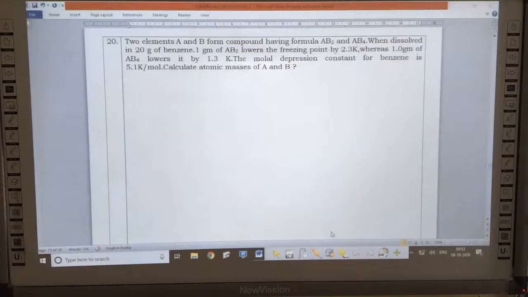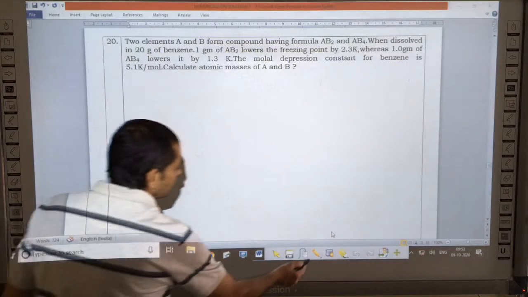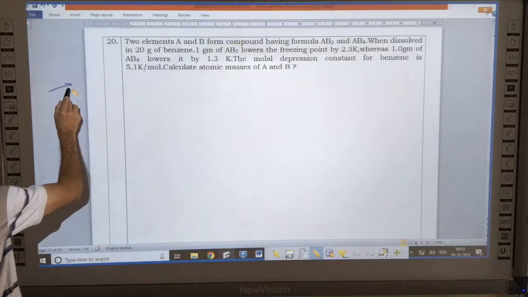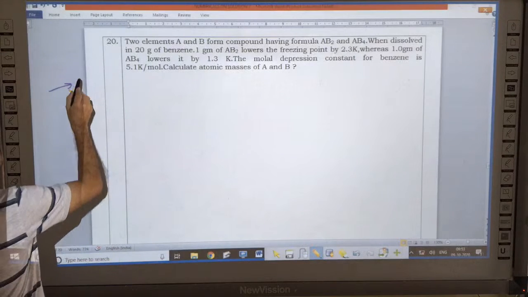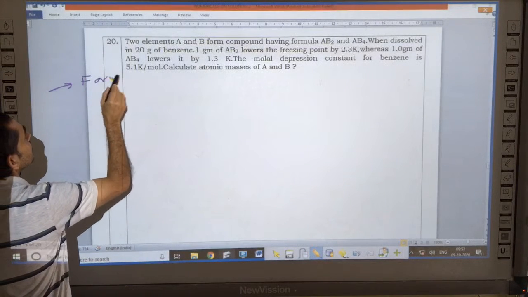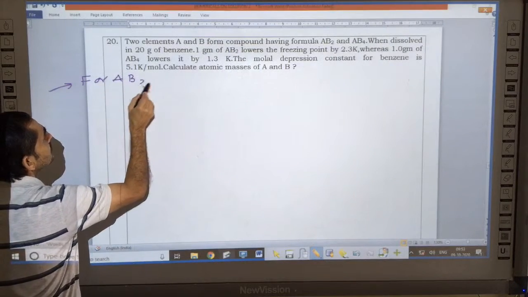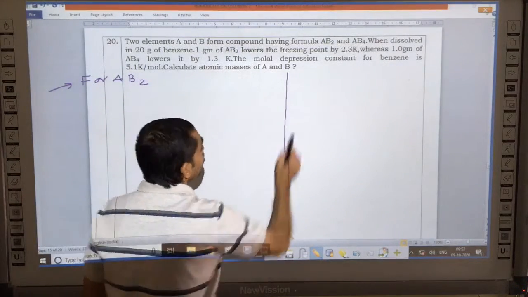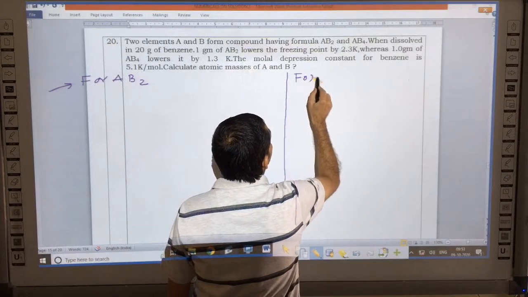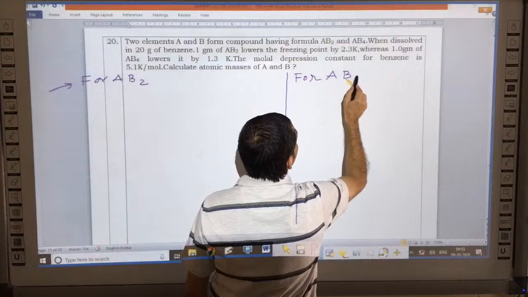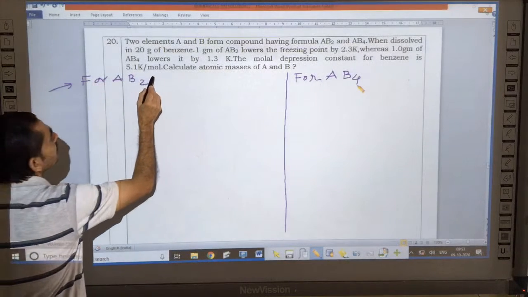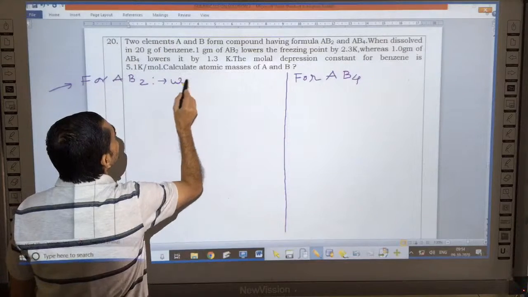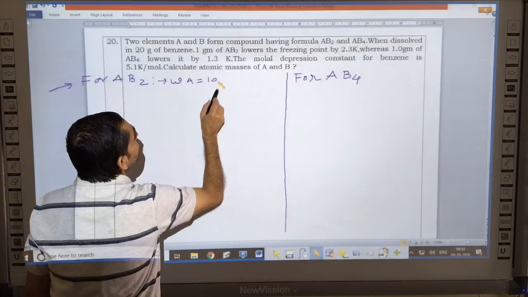Now this is a very big numerical. Two elements A and B form compound having molecular formula AB2. Now for AB2, let us solve. I am making two parts over here, for AB2 and here for AB4. You read, when dissolved in 20 gram of benzene, 1 gram of AB2, WA, for AB2, WA is equal to 1 gram.